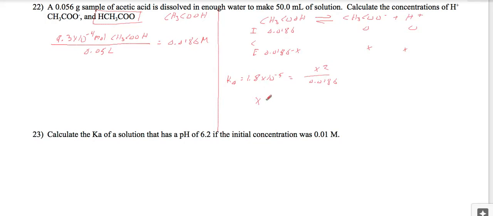So x is equal to 5.79 times 10 to the minus fourth, which is going to equal our hydrogen ion concentration. So the pH is going to equal 1.5. All right, so there's that.